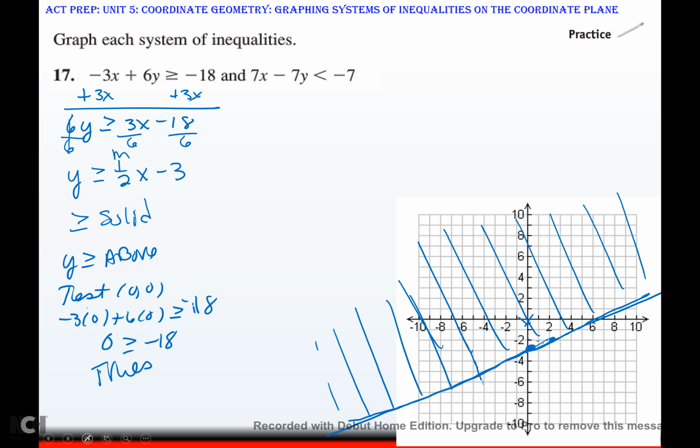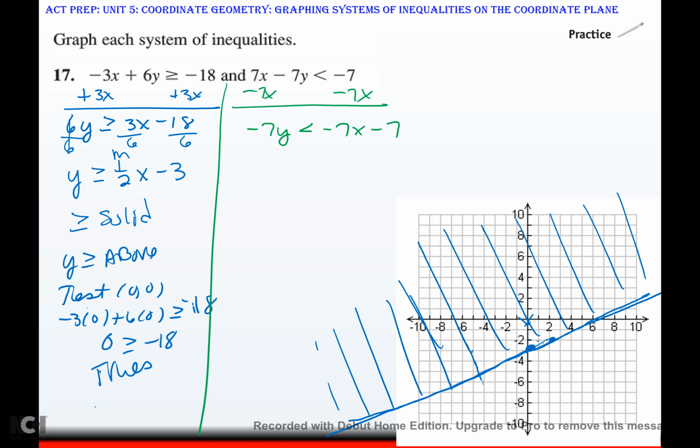Okay, so now if I graph the second one, to get y alone, I'm going to minus 7x, minus 7x. I get negative 7y less than negative 7x minus 7. Divide by negative 7, which is going to flip my inequality and give me x plus 1. So I'm going to start at positive 1. And the monkey says go up 1, right 1. No bar means connect dotted.